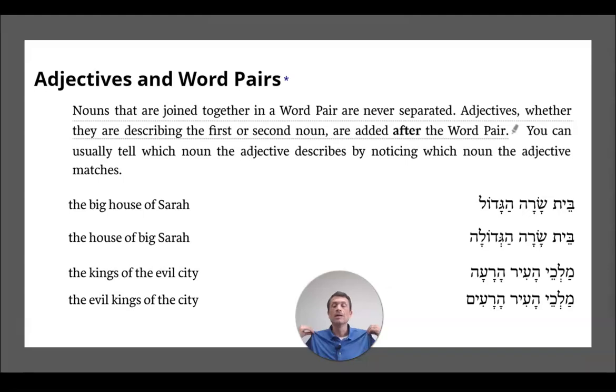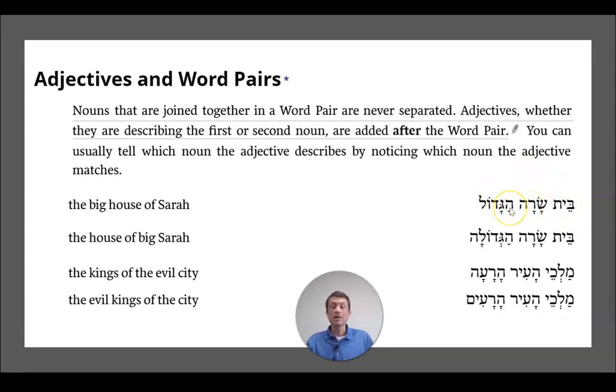it's modifying. So here we have the word pair, the house of Sarah, and then we put the adjective after it. Now notice the adjective is inflected like a masculine singular adjective, hagadol. That tells you that it's actually modifying house and not Sarah. So this is the big house of Sarah.